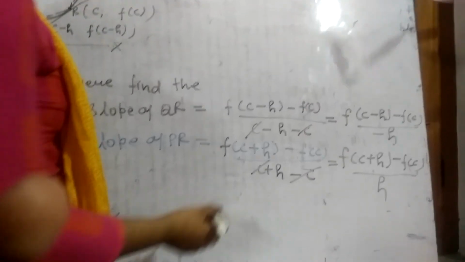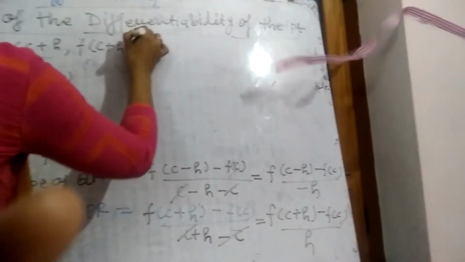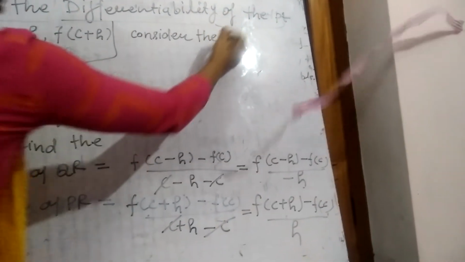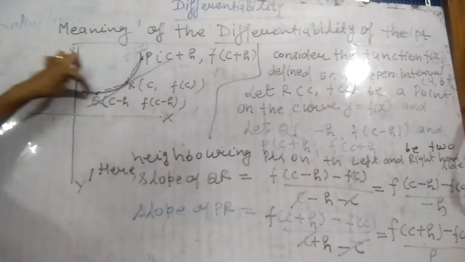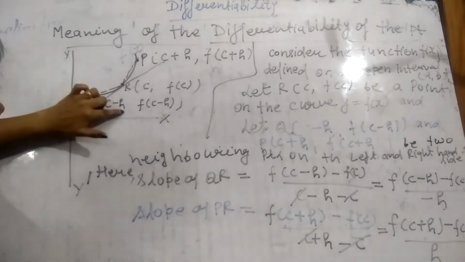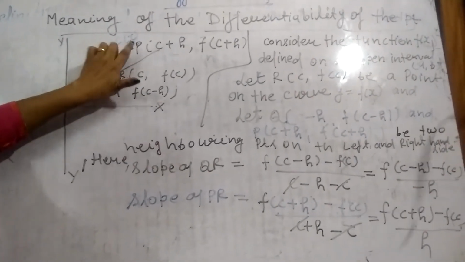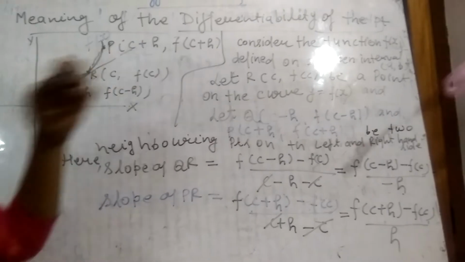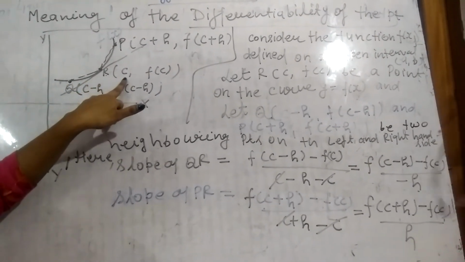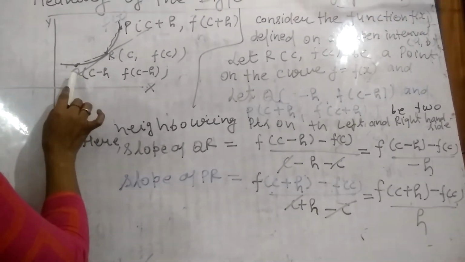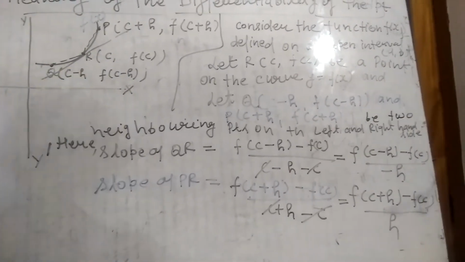So consider the function f(x). Let a curve QP have a point on the left hand side, Q (c minus h, f(c minus h)), and on the right hand side P (c plus h, f(c plus h)), and between them the point (c, f(c)). Now we find the slope of QR and RP.